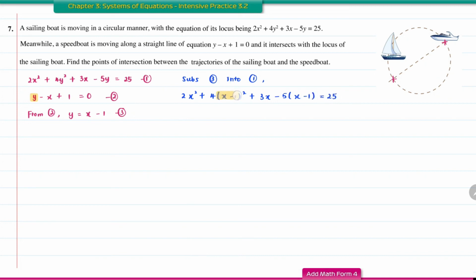Alright, so next, let us expand for these two parts. So put a bracket here. So here, if you expand it, you're going to have x squared and then negative x, double it, negative 2x plus 1. And as for this part, you're going to have negative 5x plus 5. And I'm going to move this 25 to the left hand side. Alright, now we continue to expand for this part.